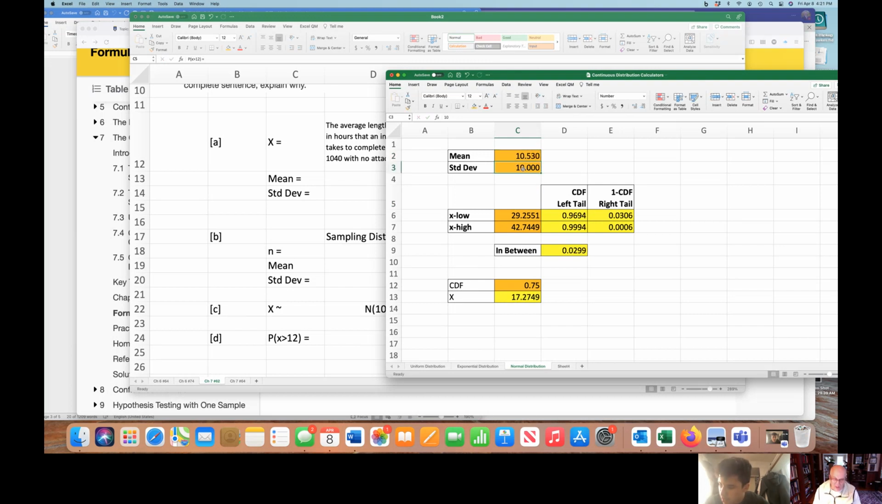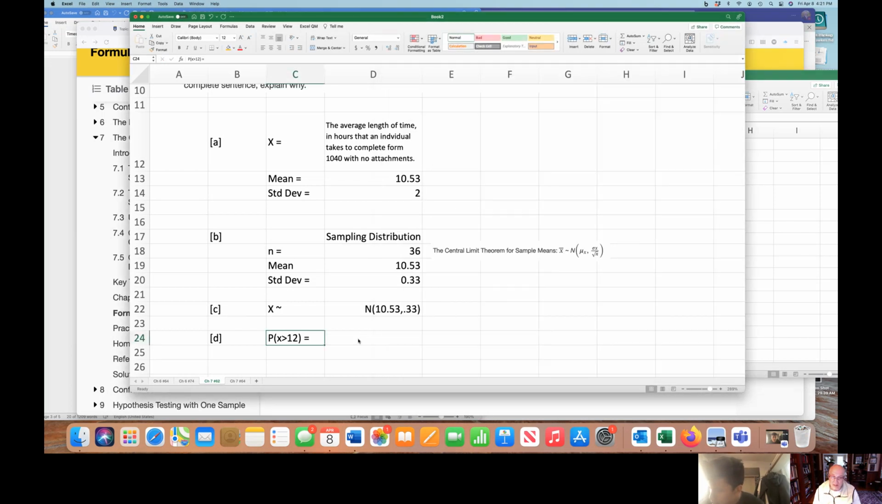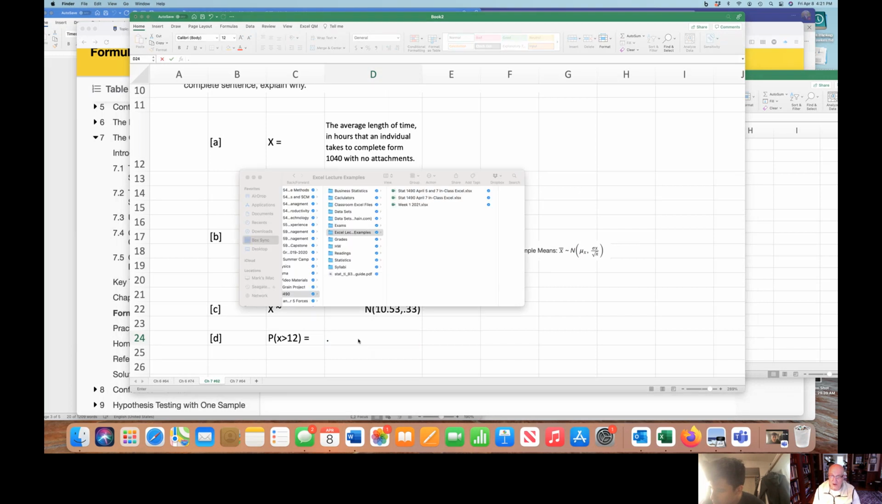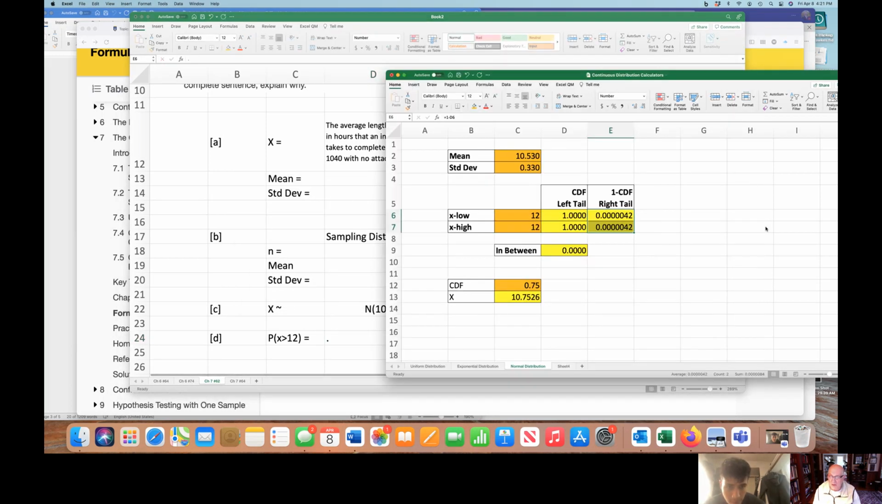What is the standard deviation? 0.33. And we're looking at 12, right? The 4 decimal places is 0. It's really a remote probability of that happening. So what is it? It's point, how many zeros were there? 1, 2, 3, 4, 5.